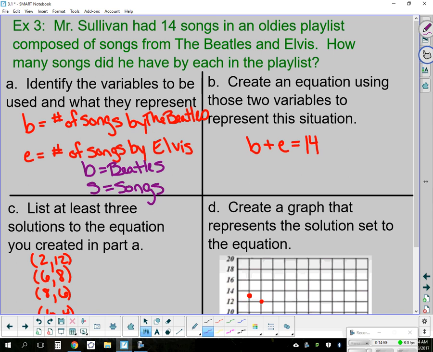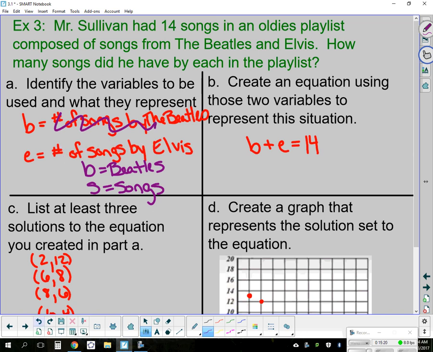Those are not specific enough. B for Beatles doesn't tell me what you are counting. The number of bugs on the ground? I don't know what you're doing. S for a number of songs, well, songs by who? Which person? So you need to be very specific when you are identifying your variables and tell me exactly what it stands for. It's not just the Beatles and Elvis.